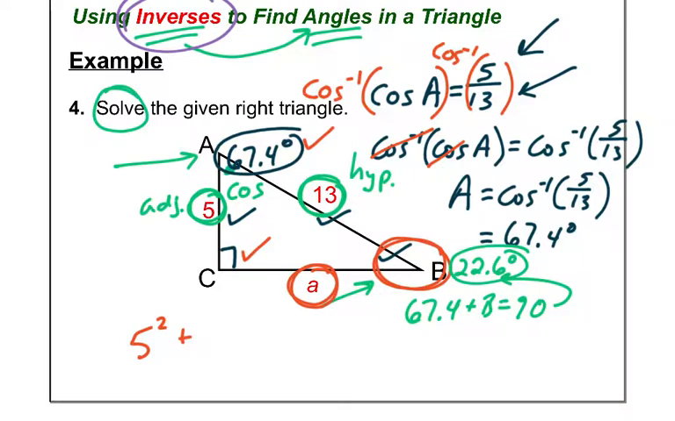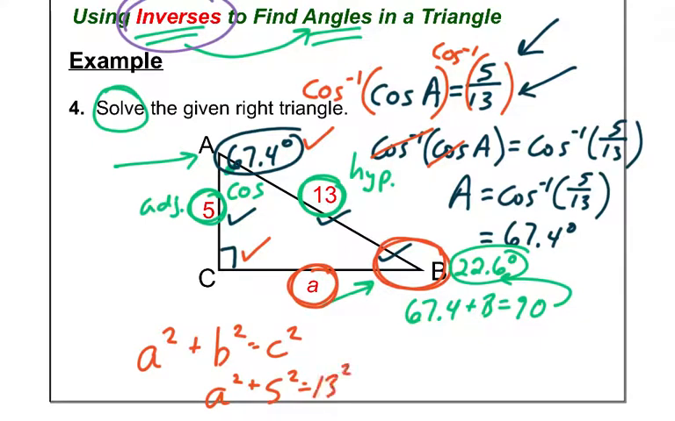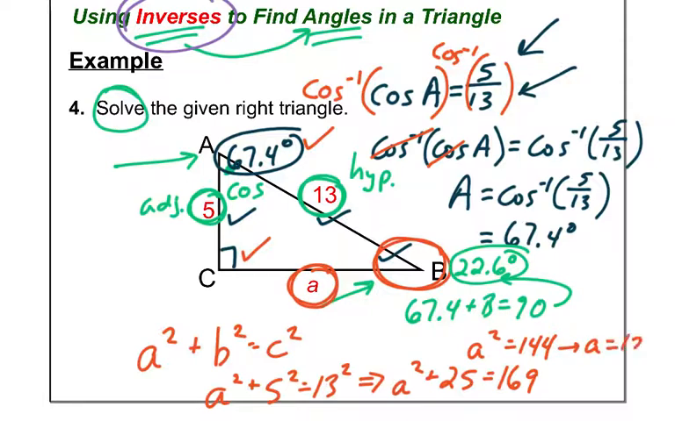Well, you know what? If I'm going to say a squared, I should use a squared. How about a squared plus, let's let the 5 be the b squared, equals c squared. A squared plus b squared equals the hypotenuse squared. So a squared plus 5 squared, which is 25, equals 13 squared, how about 169? That means a squared is equal to 144 when you subtract 25 on both sides. Ooh, square root, that's a really pretty one. You get 12. And this is actually a famous Pythagorean triple, what's called the 5, 12, 13.